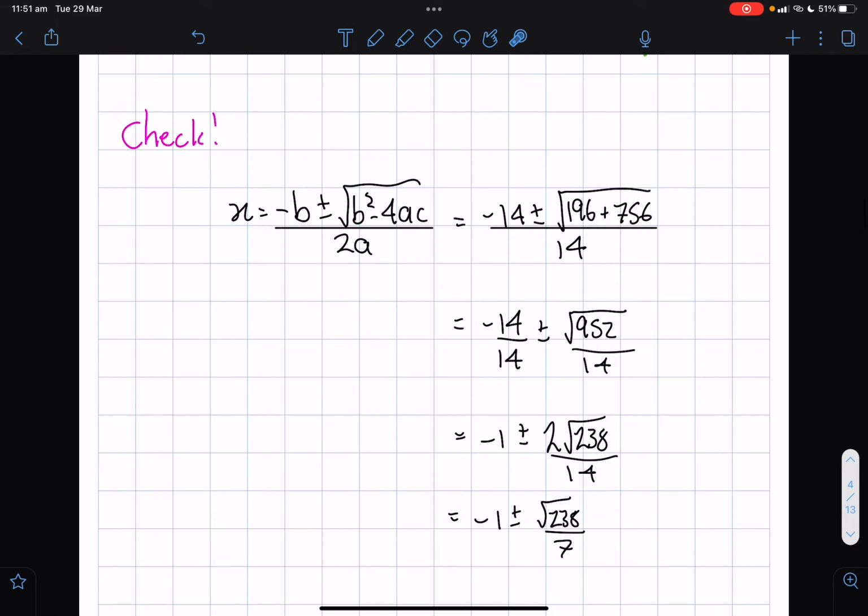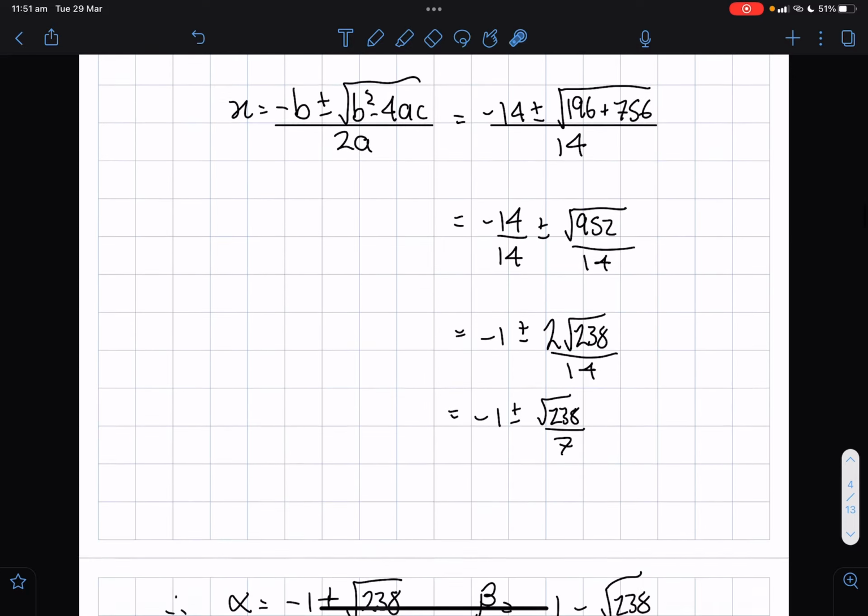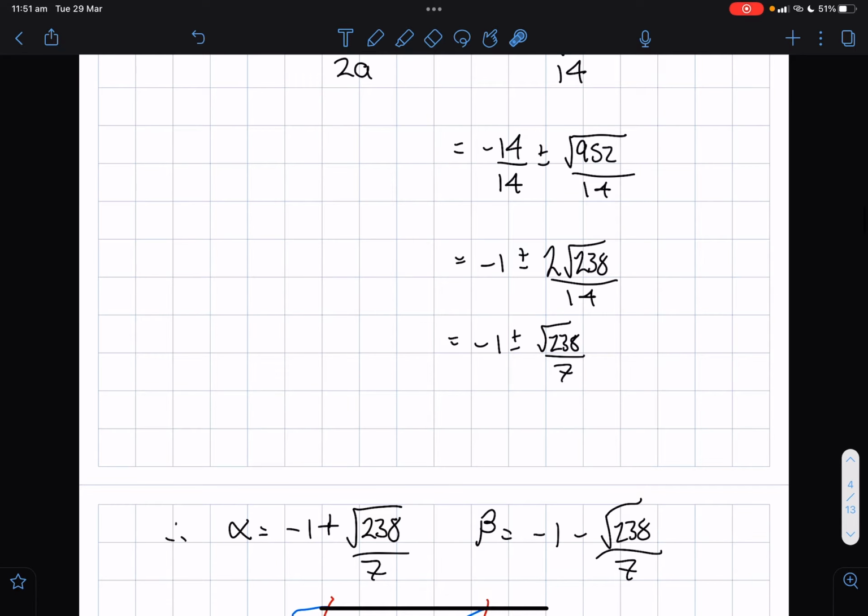So this simplifies all the way down to negative 1 plus or minus the square root of 238 on 7. Therefore, alpha, I'm going to call the positive version, so negative 1 plus the square root of 238 over 7, and beta is negative 1 take away the square root of 238 over 7. What we want to do now is check the sum and the product of these two roots.